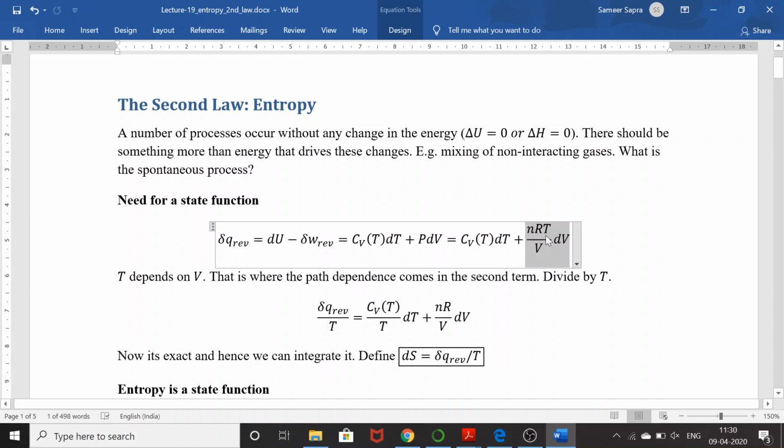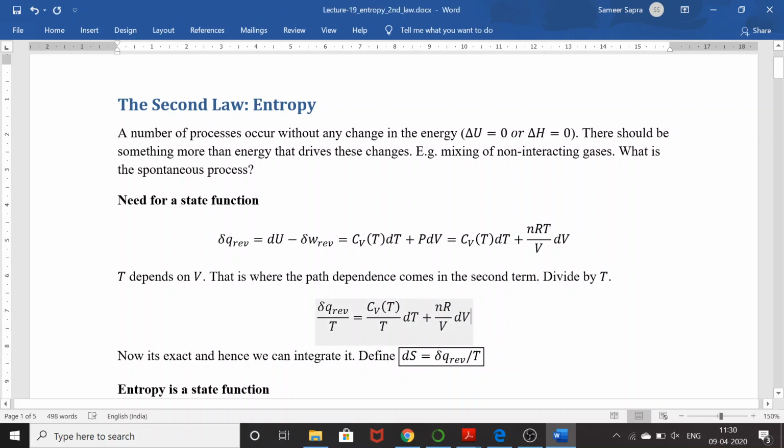So the easiest thing that I can think of is to divide everything by temperature. If I divide everything by temperature, the first term has only temperature and can be integrated, and the second term has only volume, so again it can be integrated. So delta Q reversible by T is something that you define as the entropy of the system. dS is equal to delta Q reversible by T, and now it's a state function. Now 1 by T happens to be the integrating factor because this allows you to integrate the entire expression.